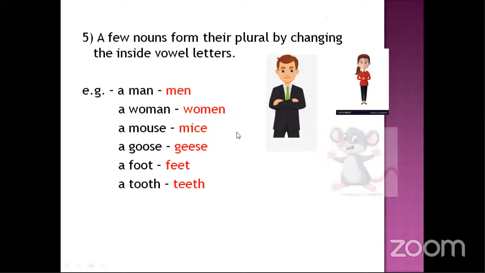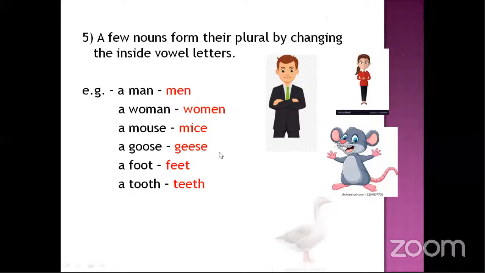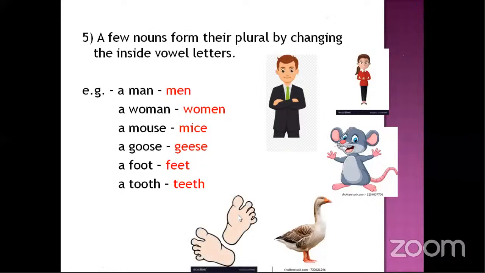A mouse, mice. Here is a mouse. Next one, a goose. The plural one is geese. Who is a goose? Here it's a goose, not a duck, the other one. Similar to a duck, but not a duck. A goose. The plural is geese. Next one, a foot, feet.